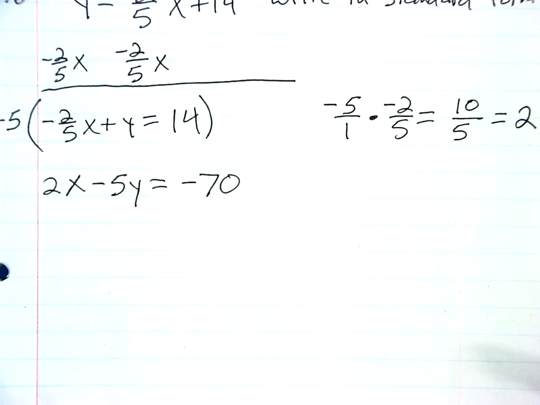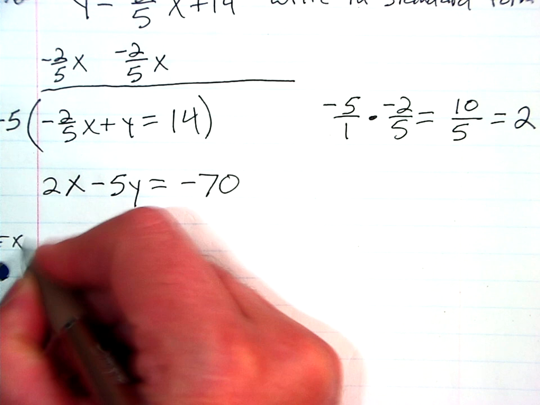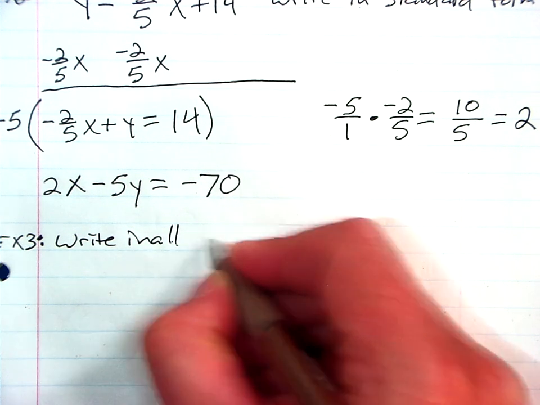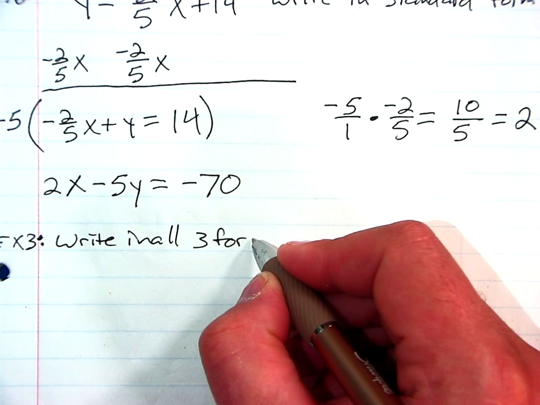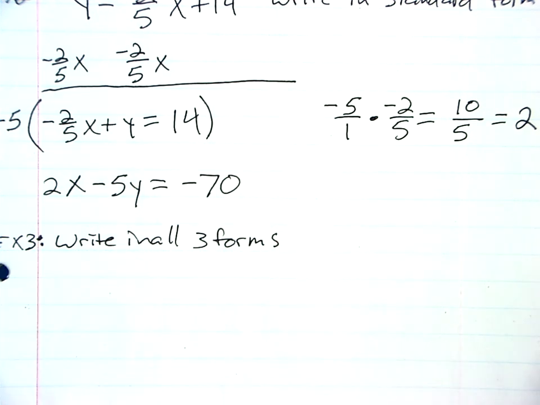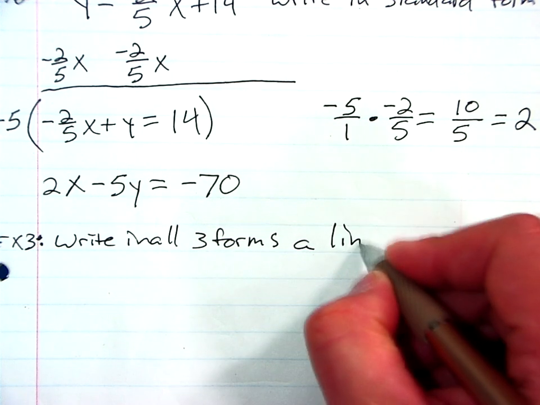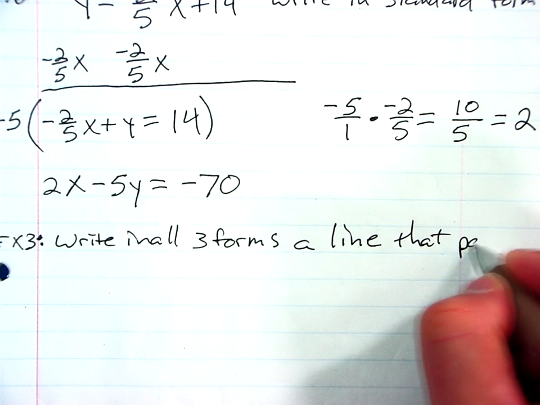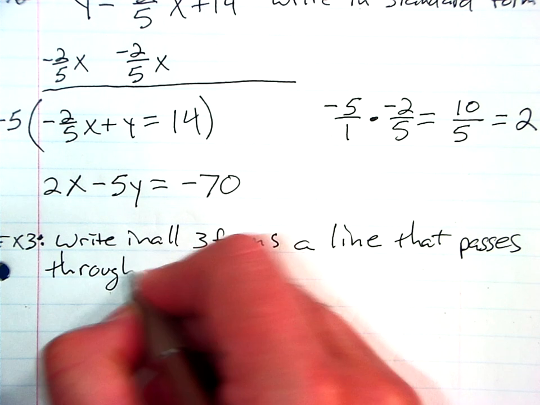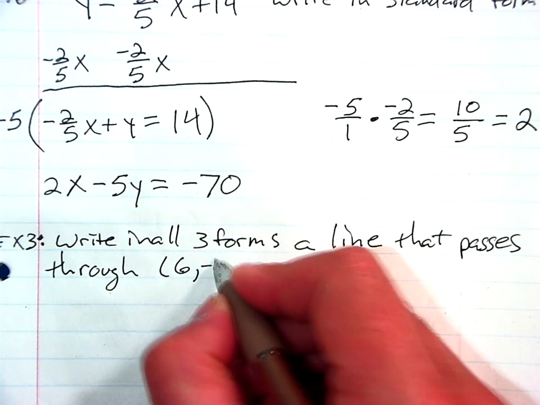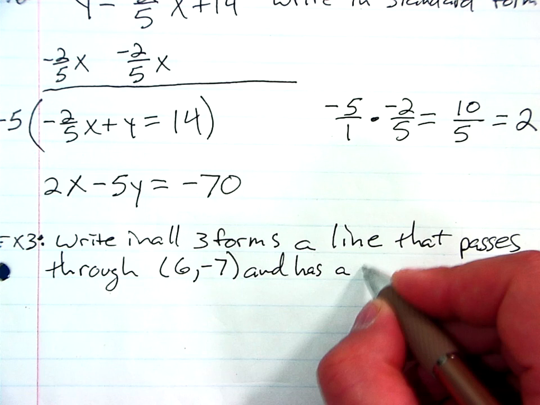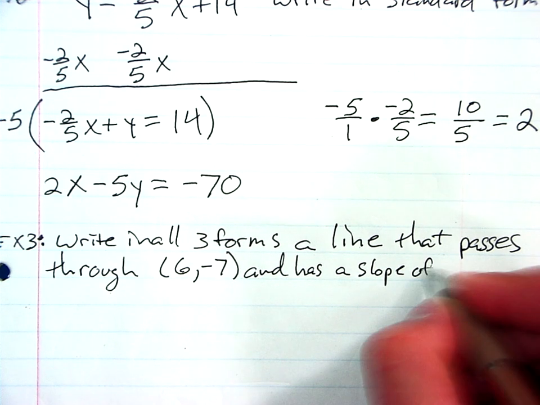All right, one example left. Example 3. Write in all 3 forms a line that passes through (6, -7) and has a slope of negative 2.